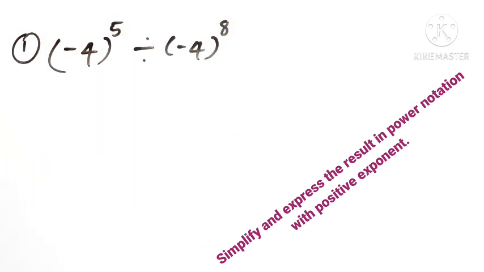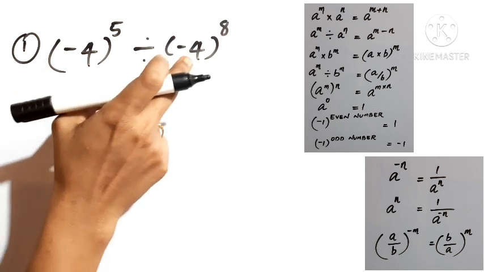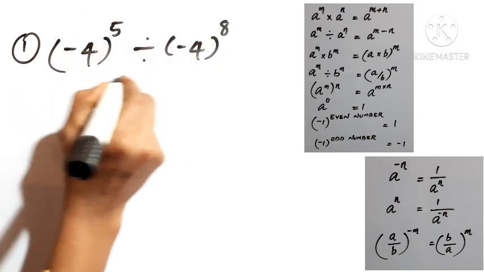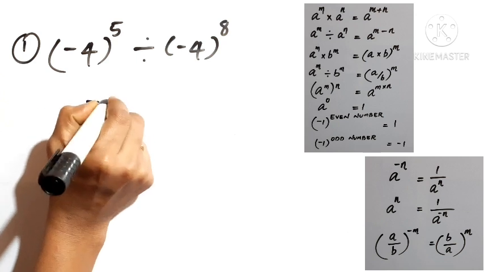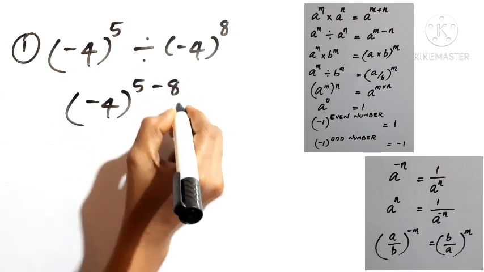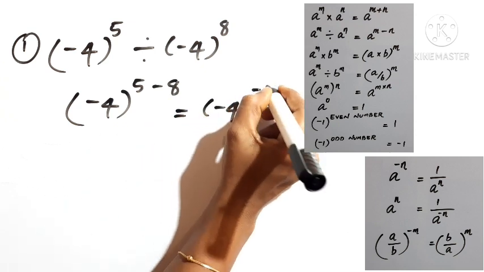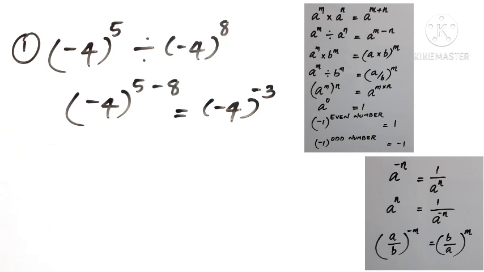So we can use the exponential law a^m divided by a^n, which equals (-4)^(5-8), right? Equals (-4)^(-3). Our answer is ready, but here we should express the result in power notation with a positive exponent.